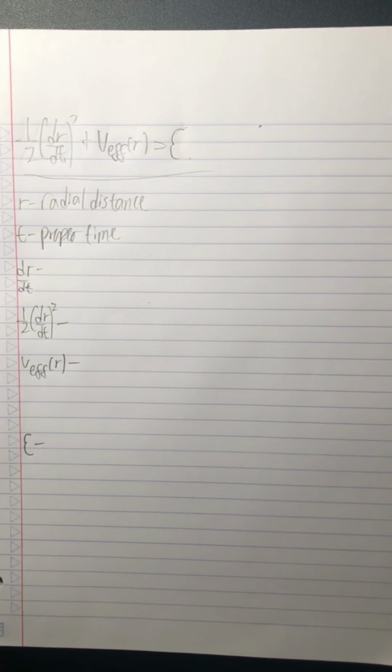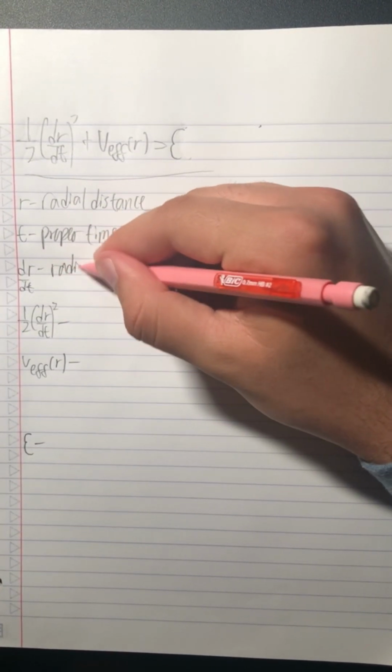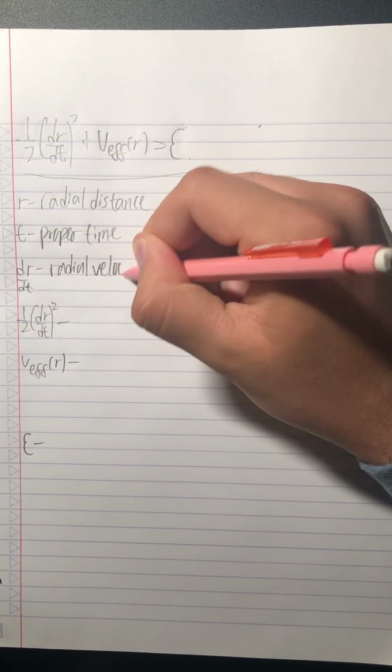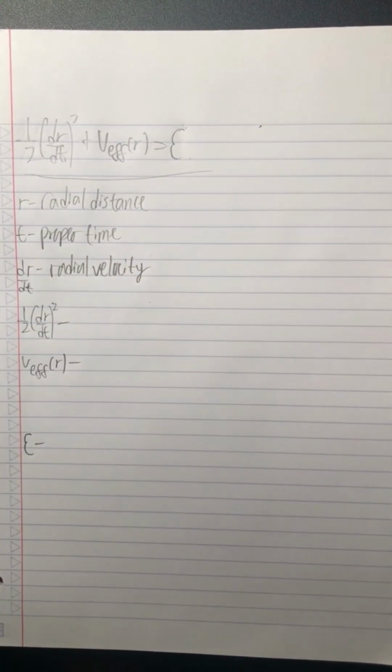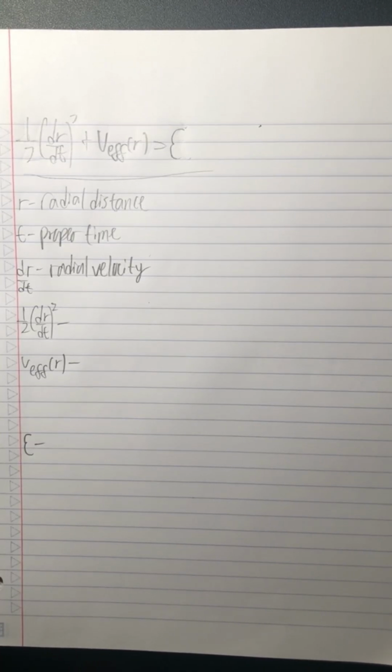Therefore, dr over dt is the rate of change of r with respect to time, or the radial velocity. It represents how fast the object is moving relative to the black hole. This helps us understand how the radial distance r changes over time. The term one-half times dr over dt squared as a whole represents the kinetic energy, which is something to keep in mind for a little bit later.